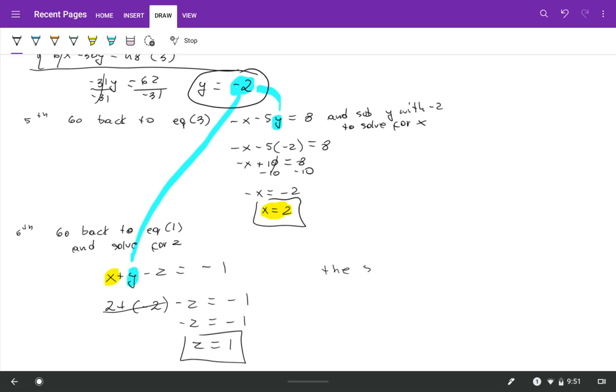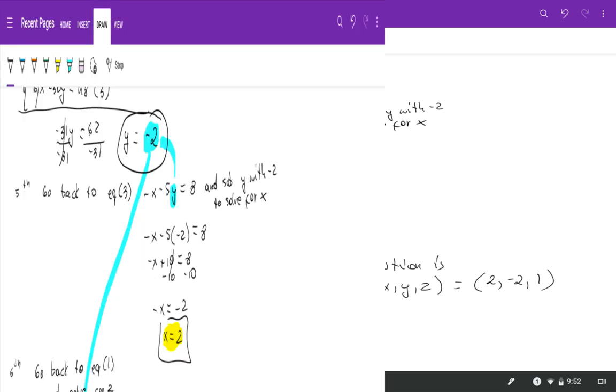So the solution is 3 variables, x, y, z. So that's the point in 3 dimensions, which is 2, -2, and the last one, z, 1. And like always, you can go back to our original equation, replace x with 2, y with -2, z with 1, and check if you end up with the correct solution.